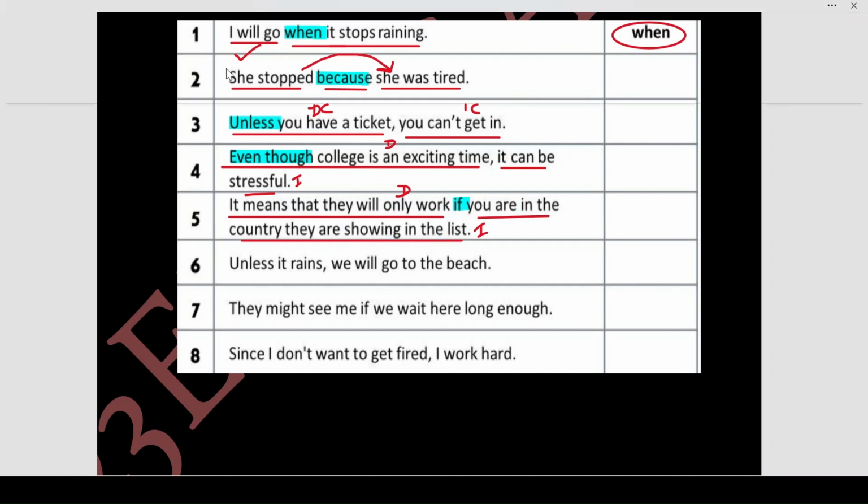Now, number 6. Unless it rains, we will go to the beach. We will go to the beach on its own is making sense. So this is an independent clause. And it rains. What if it rains? Do I carry an umbrella? Do I take a raincoat? Do I not go in the rains? So it rains is your dependent clause. And when we add the subordinating conjunction, unless it rains, we will go to the beach.